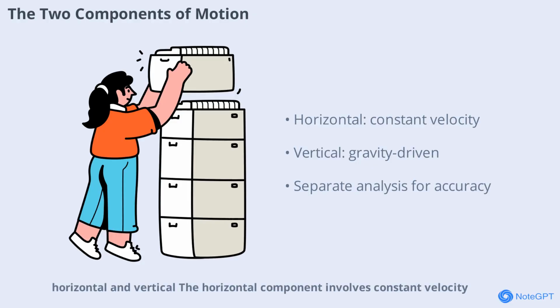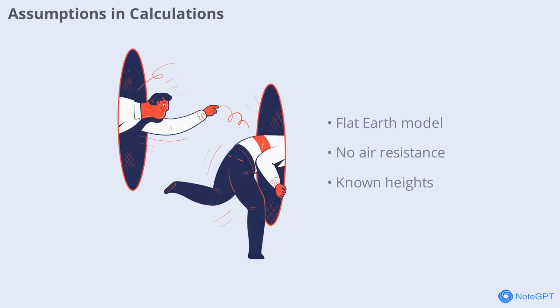Projectile motion is broken down into two independent components, horizontal and vertical. The horizontal component involves constant velocity, meaning the object moves at the same speed throughout its flight. The vertical component, on the other hand, is affected by gravity, causing the object to accelerate downward at 9.8 meters per second squared. By analyzing these two components separately, forensic experts can reconstruct the entire path of a projectile with remarkable accuracy.